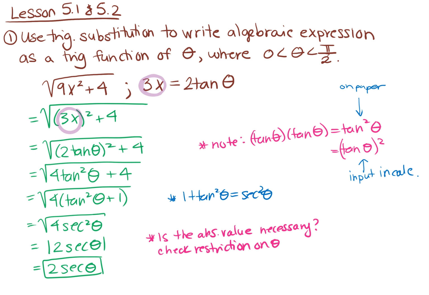All right. If theta were between, let's say, pi over 2 and pi, then we know that secant in quadrant 2 is negative. So we would need to keep the absolute value in there. Okay? But whenever we don't need it, we don't want to put it.